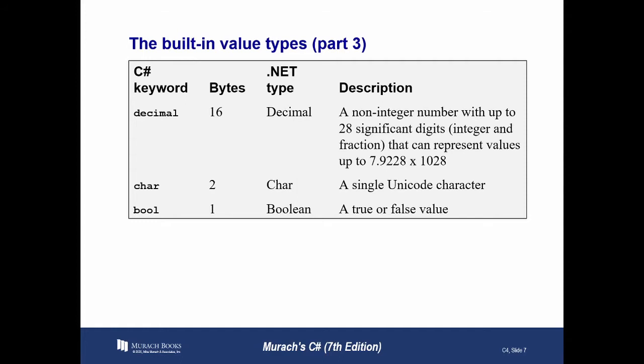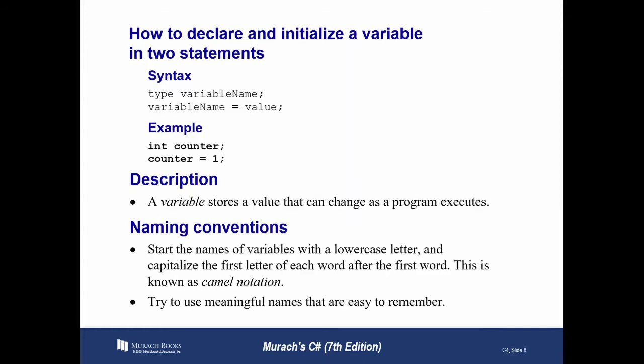Okay, so let's move on and look here at some examples of naming conventions. We don't have to spend a lot of time on this, but really the one thing it says here is a variable stores a value that can change as a program executes. Okay, so hold on to that because we're going to come back to constants.